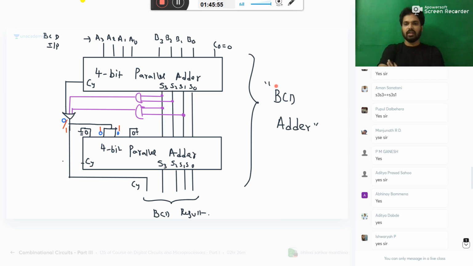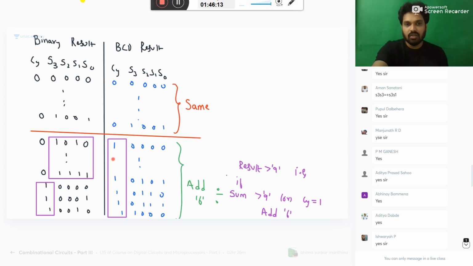So any kind of doubt, please ask me. Otherwise, we can move further. If the number is 9, nothing will be added. For a number greater than 9, that is from 10 only, it will add. For up to 9, carry is 0 only. You see the table here. Up to 9, what is your carry? 0. Only after 9 will this carry be 1.